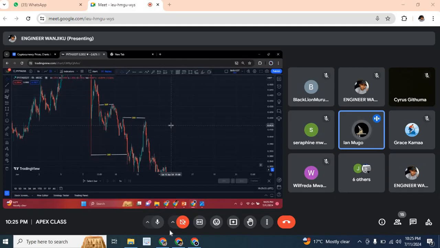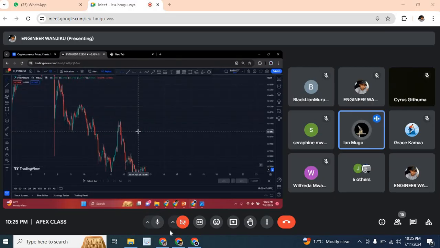Okay, a final question. When we analyze using TradingView and then we go to execute on Binance or whichever exchange, are the spreads the same? So will there be a difference in the prices?